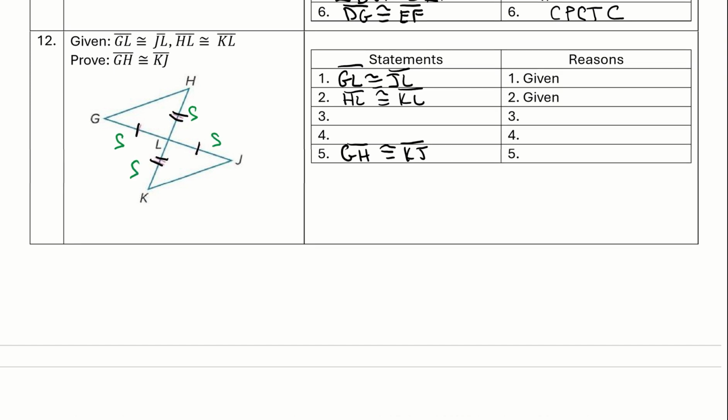Can we prove it with anything else? Well, yes, we have ourselves some vertical angles here, right? So an X, that means vertical angles. So we can say that this is congruent to this, right? And that gives us another angle. So it gives us side, angle, side. So we got vertical angles. All right, so angle GLH is congruent to angle KLJ. And that's vertical angles theorem.